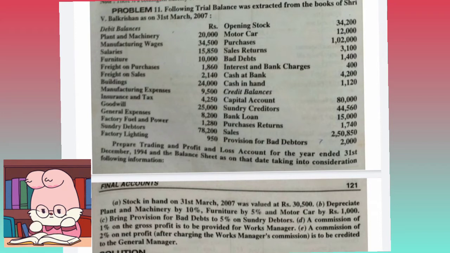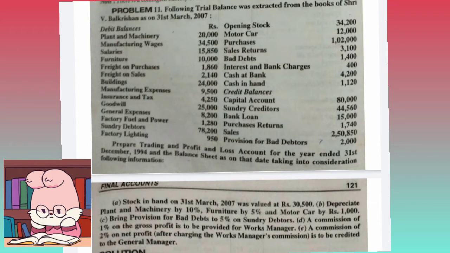Stock in hand on 31st March 2007 was valued at rupees 3500, so credit side of the trading account, and take it to the assets of the balance sheet. Depreciation: 10% on furniture, 10% on plant and machinery, 5% on furniture. Motor car by rupees 1000. 1000 rupees is the depreciation on the motor car. Bring provision for bad debts of 5% on sundry debtors.